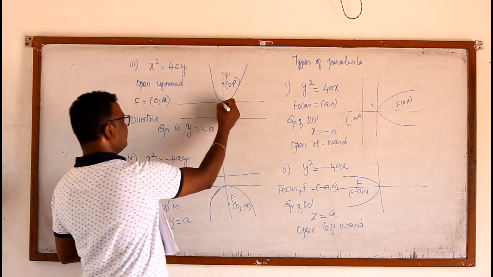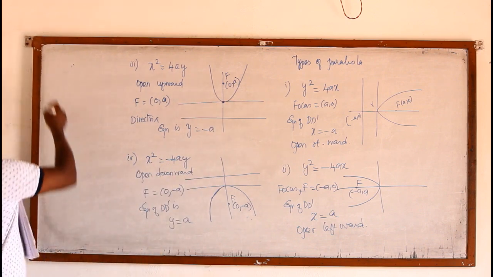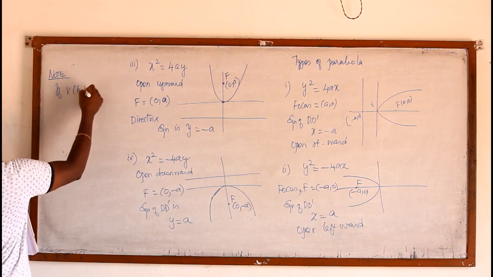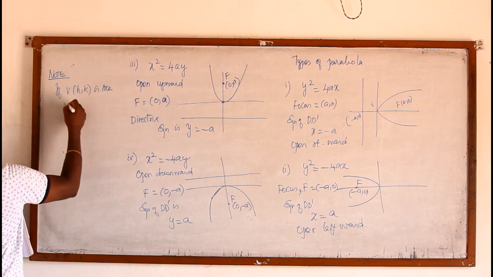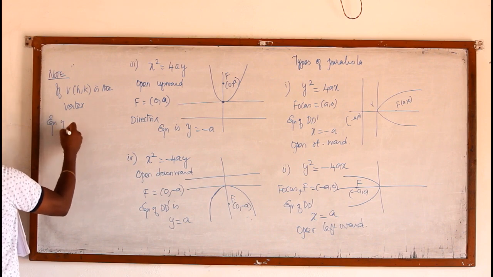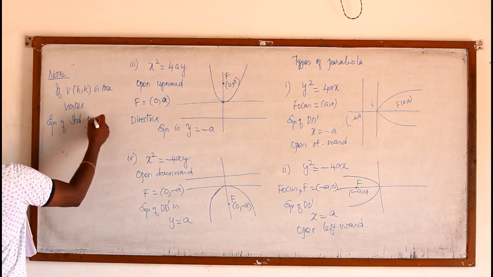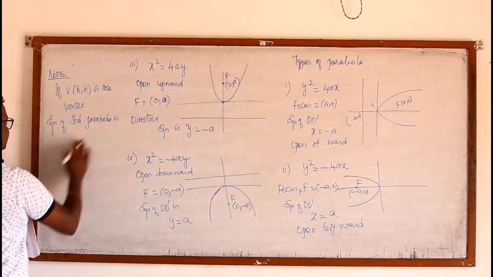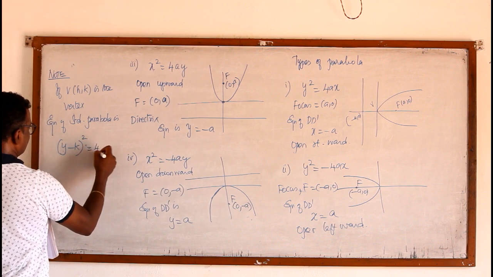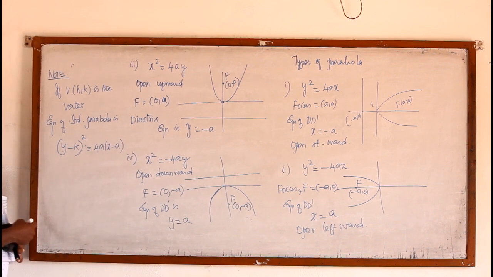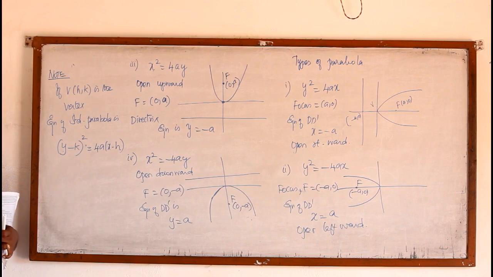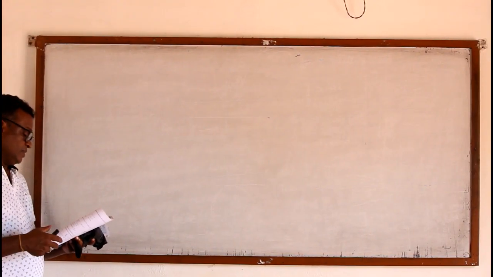Remember, in all these types, we kept the vertex as the origin. So take down: if there is a change in the vertex, suppose V(h, k) is the vertex, then the equation of the standard parabola becomes, instead of y square, y minus k the whole square equal to 4a into x minus h. With these ideas, we shall go for the problems.